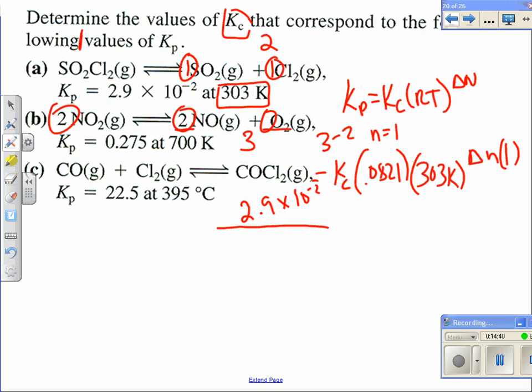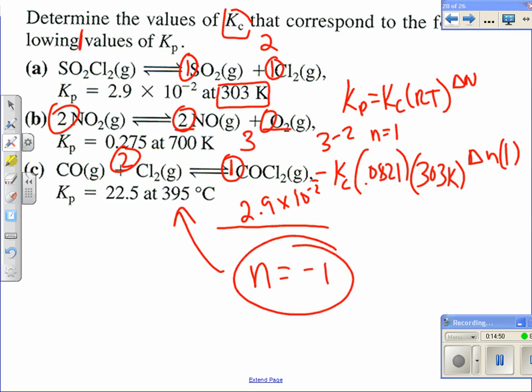Then this last one, if you look right here, I have 1 mole on the product side, 2 moles on the reactant side, so my delta n value for that equation would be -1. Gaseous products minus gaseous reactants gets you your delta n value. Then it's just a matter of plugging the values into the equation.